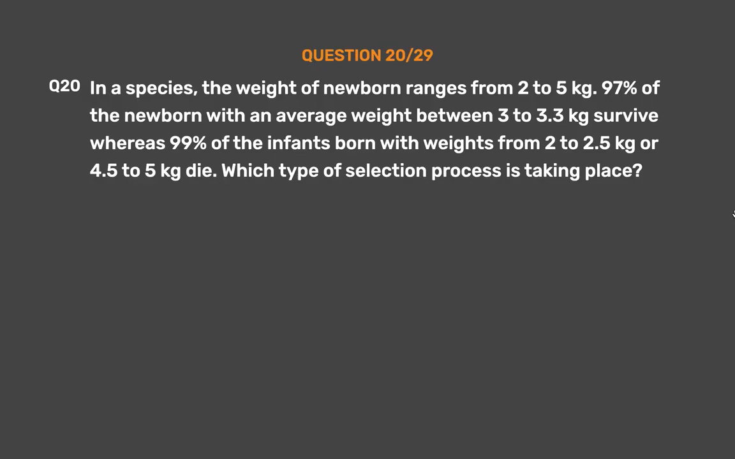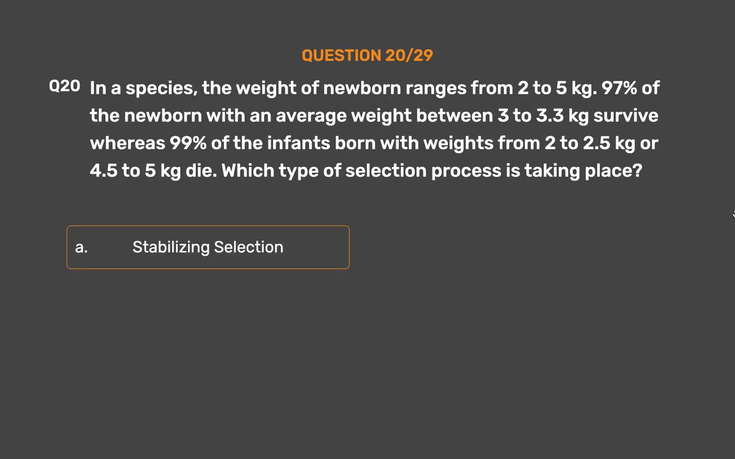Question number 20. In a species, the weight of newborn ranges from 2 to 5 kilograms. 97% of the newborn with an average weight between 3 to 3.3 kilograms survive, whereas 99% of the infants born with weights from 2 to 2.5 kilograms or 4.5 to 5 kilograms die. Which type of selection process is taking place?